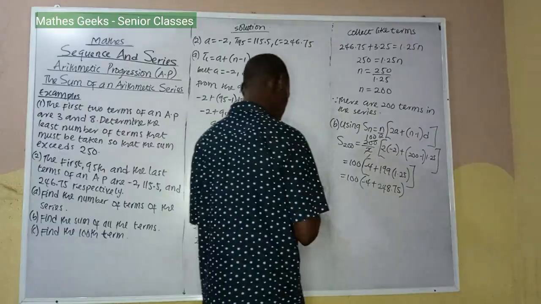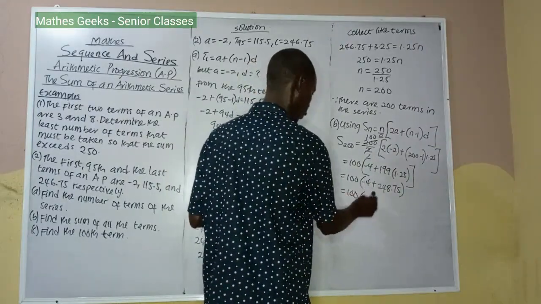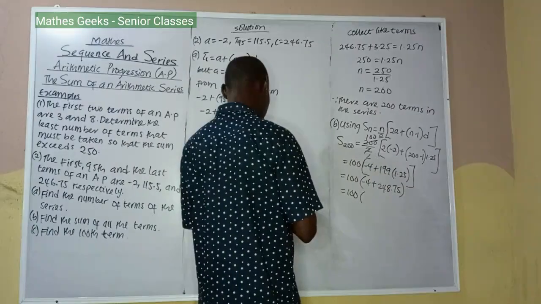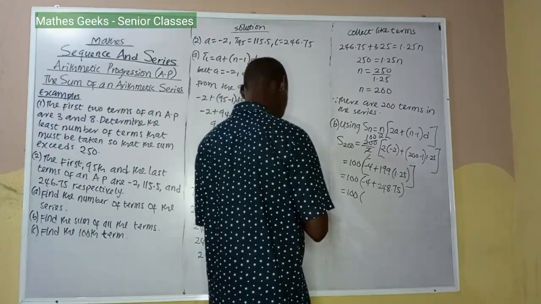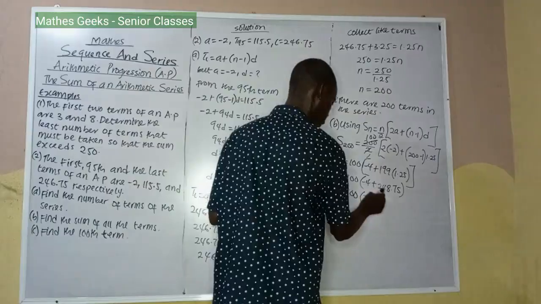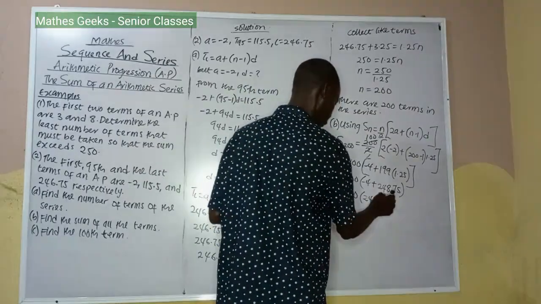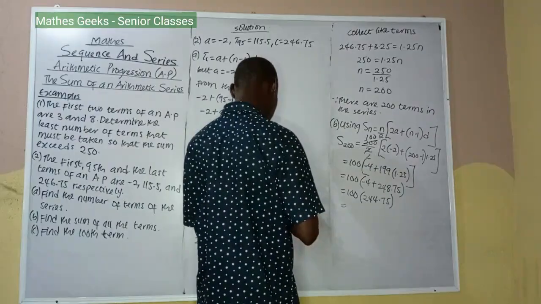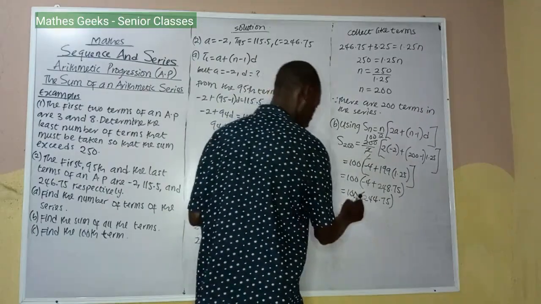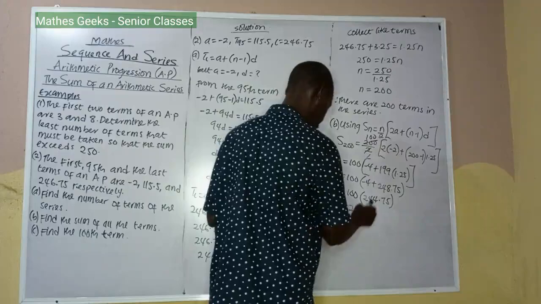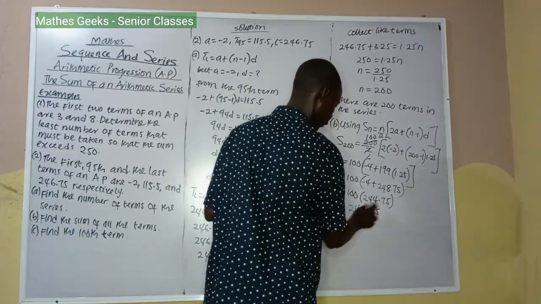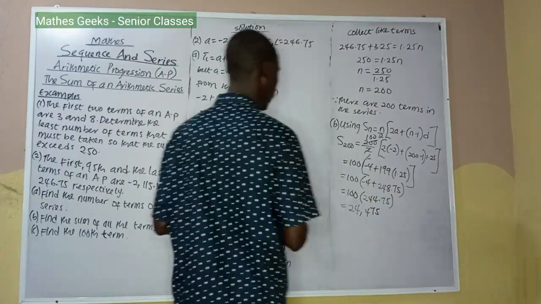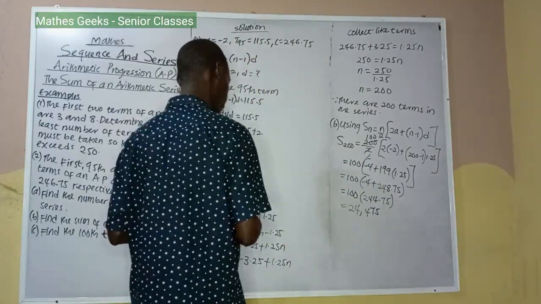So this will give us 100 times minus 4 plus 199 times 1.25. 199 times 1.25 is 248.75. 248.75 minus 4 is 244.75, times 100 is 24,475. That's the sum of the 200 terms.